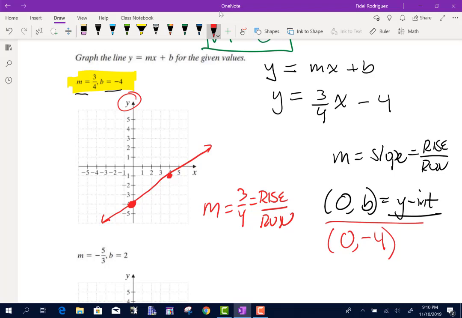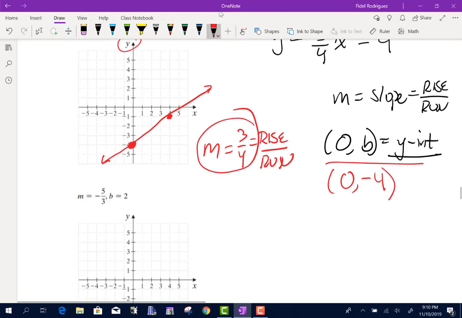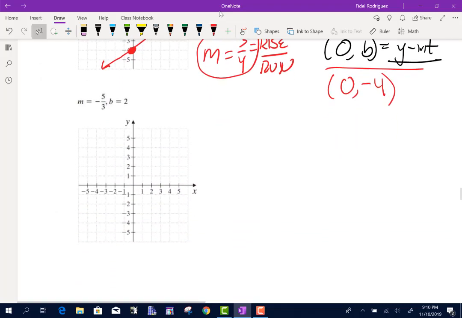And we're done. Okay. Guys, one thing I want to point out. Look at that line. Would you say that line is going up or down? Parece que it's going up. And our slope is positive, right? Okie-dokie. Let's try the same thing for the next one over here.